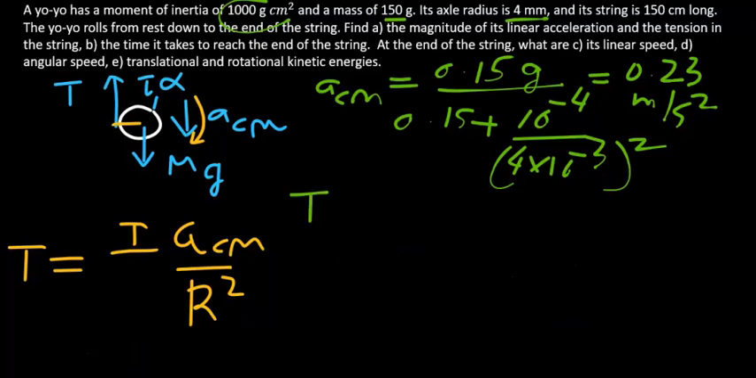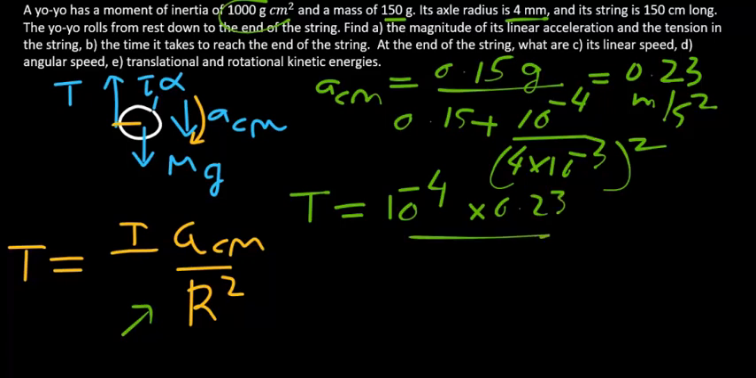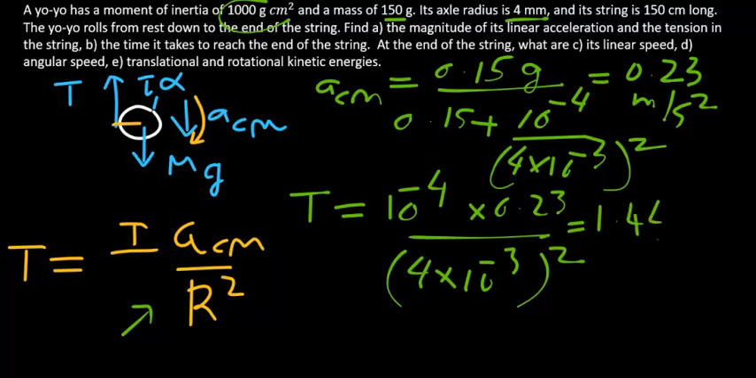Having found the acceleration, we can get the tension from this equation. Again, moment of inertia is 10 to the power minus 4 kg meters squared. Acceleration is 0.23, we have just found that, over radius squared. Radius is 4 millimeters, so 4 times 10 to the power minus 3, squared. And that's going to give you 1.44 newtons for the tension.